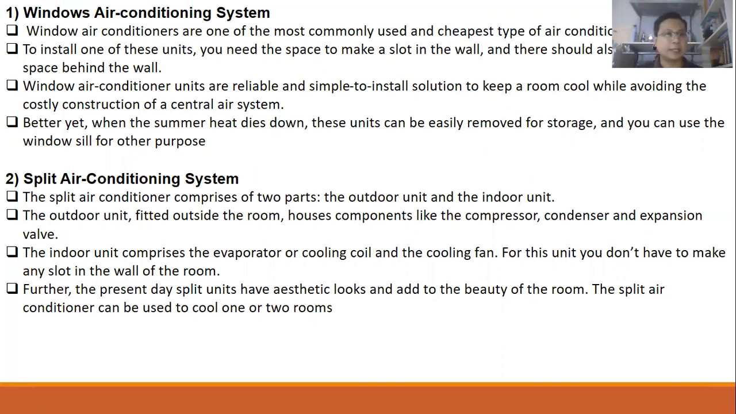Next, the split air conditioning system. The split air conditioner system comprises two parts, an outdoor unit and an indoor unit. The outdoor unit sits outside the room and has components like the compressor, condenser, and expansion valve. The indoor unit comprises the evaporator or cooling coil and the cooling fan. For this unit, you don't have to make any slot in the wall of the room, so we don't need to make a hole in the wall.